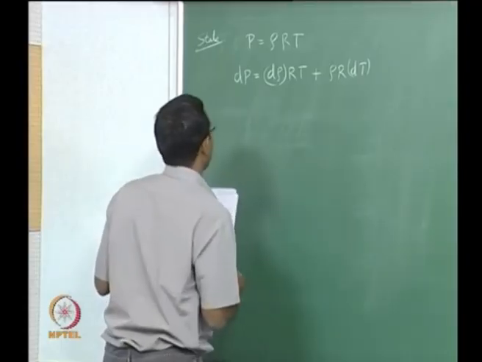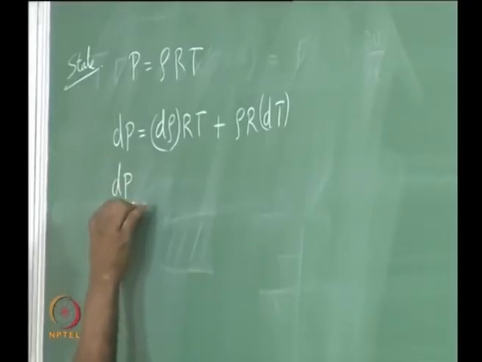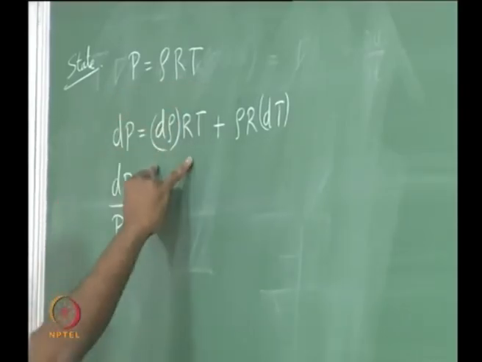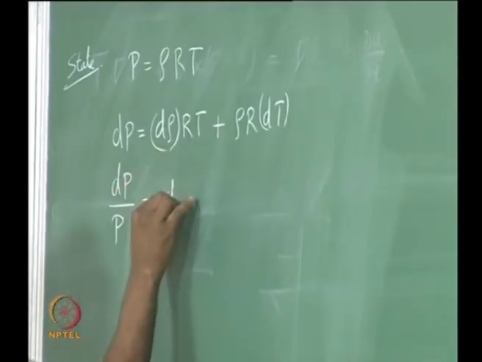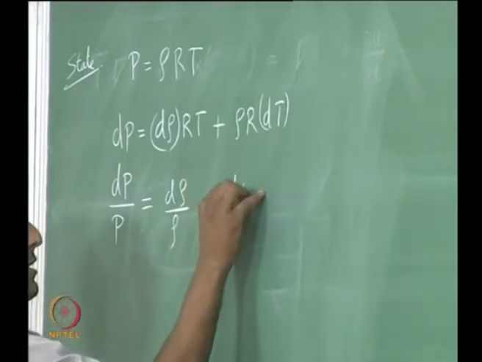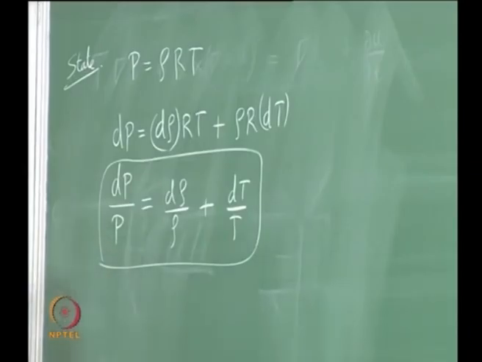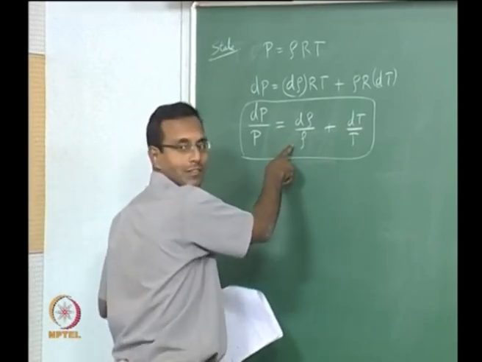Okay. Now I will divide this by P because I want dP by P, where I use P equal to rho R T here. So I will divide this d rho R T by rho R T, I will get d rho by rho. Again this will become dT by T. This is another relation I have. Okay. Now if I substitute this d rho by rho from the mass equation, what will I have?